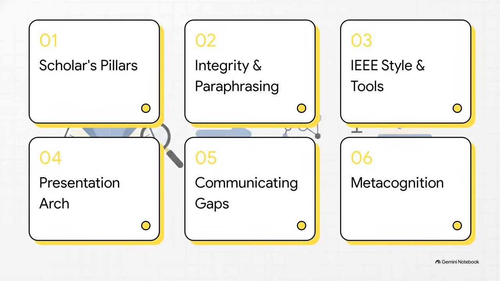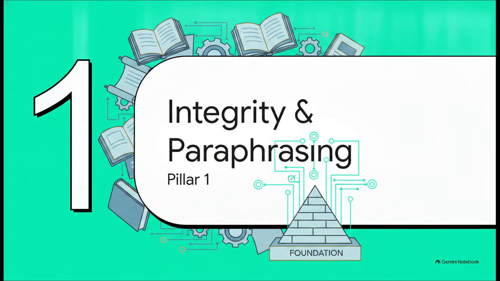We'll navigate the scholar's pillars, starting with integrity and paraphrasing, then locking down IEEE style and tools. After that, we'll build out your presentation architecture, figure out how to effectively communicate research gaps, and finally, wrap things up with metacognition and reflection. So let's hit Pillar 1, integrity and paraphrasing.